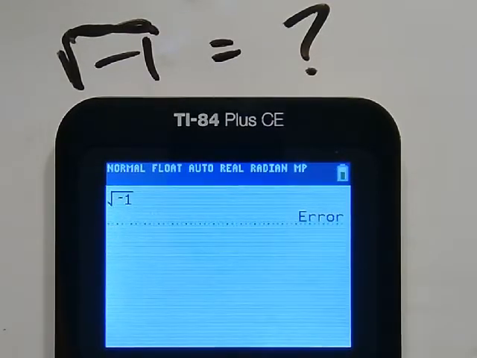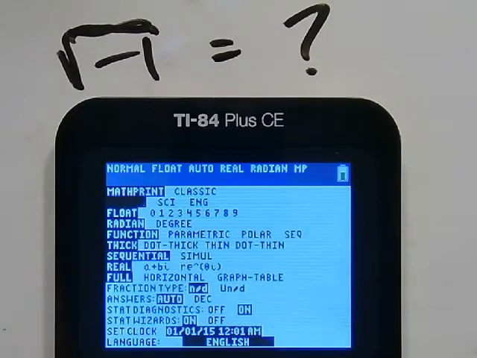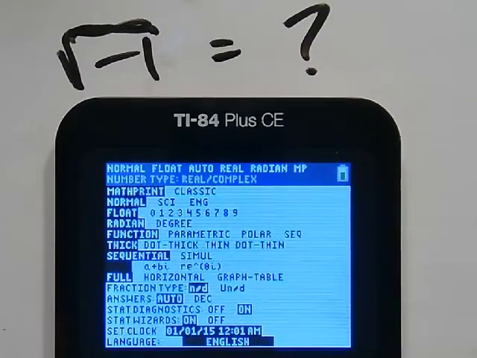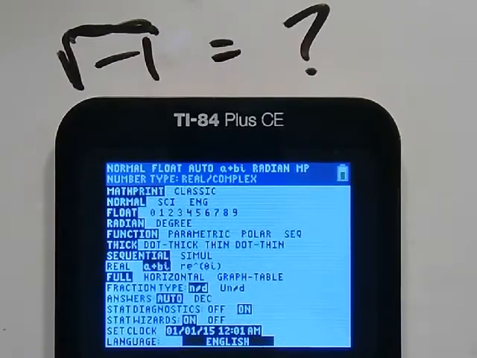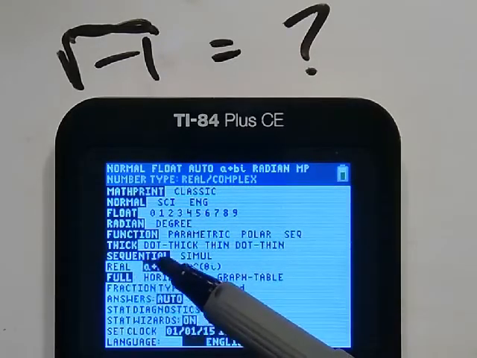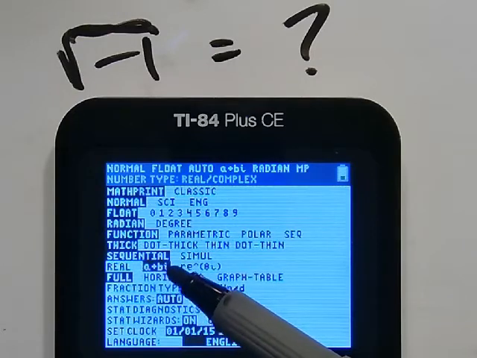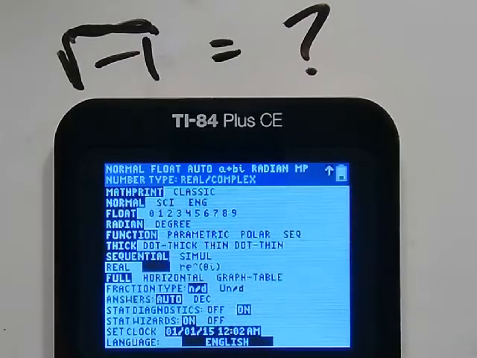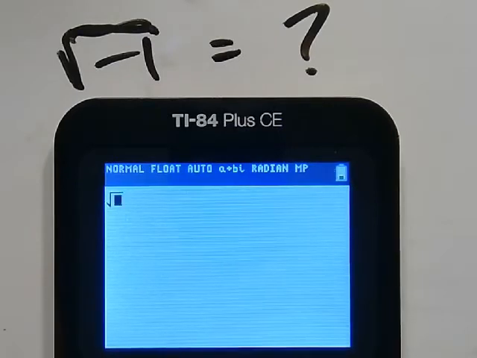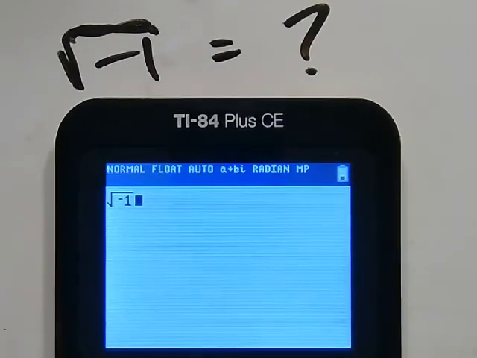Let's go back here. I'm going to go to mode, and right down here where it says real, some of your calculators will look a little different, but it says real here. I'm going to change this to what's called a plus bi. And a plus bi is what's called the complex number system. The fact of the matter is a is a real number and bi happens to be what we call an imaginary number. Let's see what happens if I take the square root. Now my calculator is set for this mode. Okay, so let's go back and try the same problem. Square root of negative 1. What do we get?